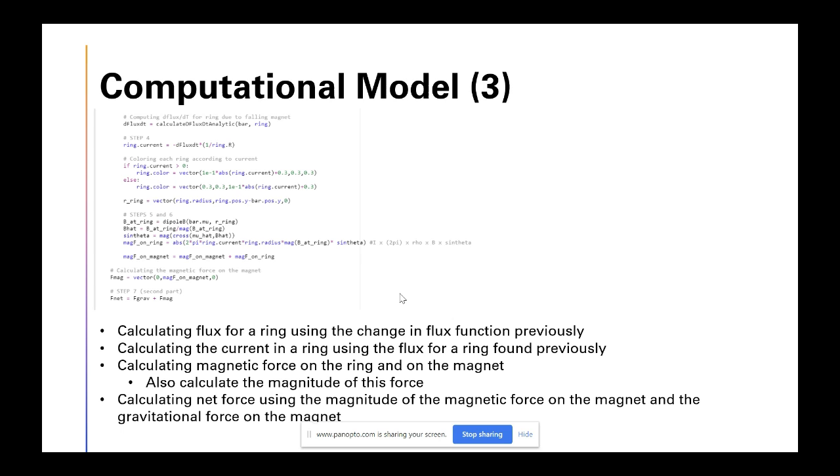So here we calculated the flux for a ring using the change in flux function found previously in the last slide. Then we calculated the current in a ring using the flux for a ring found earlier up above. Then we calculated the magnetic force on the ring and on the magnet, and we also calculated the magnitude of the magnetic force on the magnet. From there, we were able to calculate the net force using the magnitude of the magnetic force on the magnet and the gravitational force on the magnet, which is basically mass times the gravitational constant.